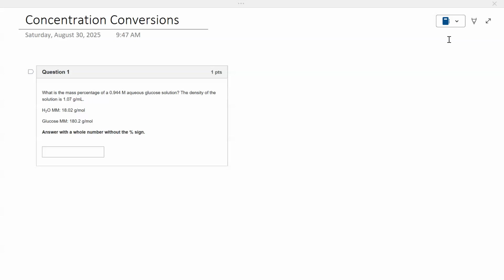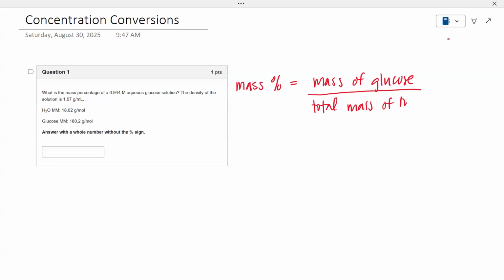All right, how I like to start these questions, I like to start by just writing down what does mass percentage equal. So this is what I want to calculate. To calculate mass percentage, I need to know the mass of glucose put into this solution, and I need to know the total mass of the solution. Okay, so that's what I need to answer this question. And then I say, well, what am I given? How can I get to those two pieces of information from what I have?